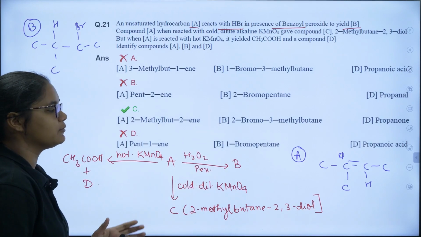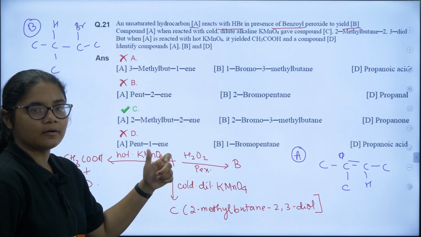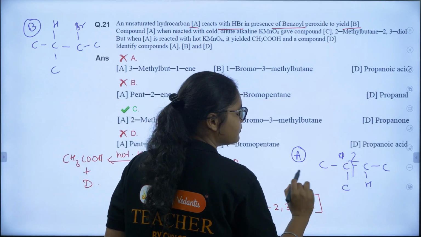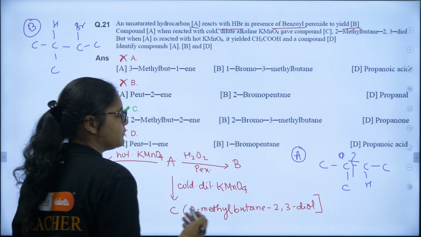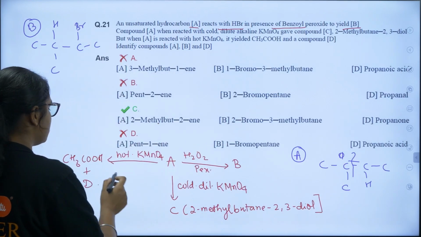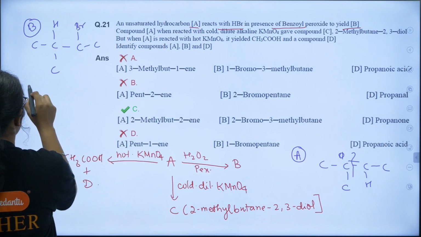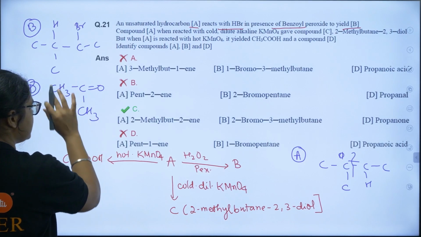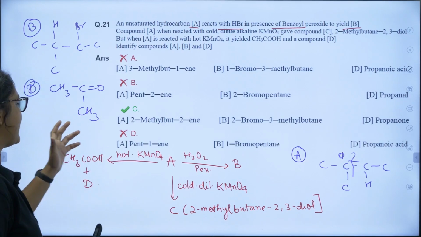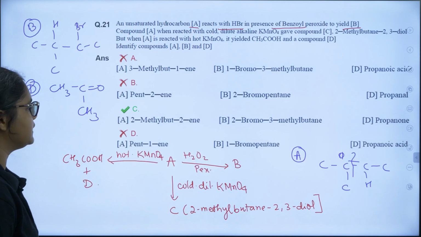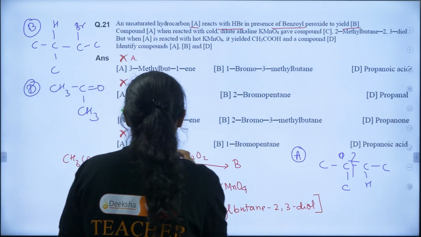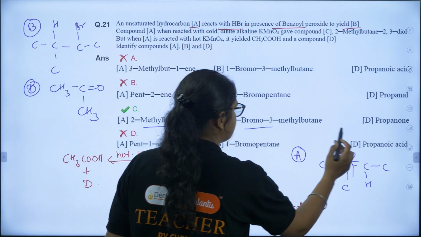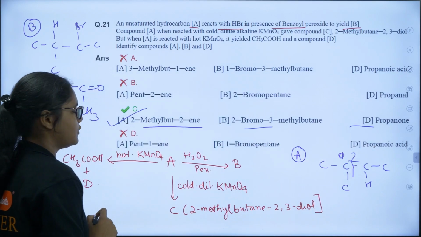Now when you give hot KMnO4, what happens? The molecule breaks. There will be cleavage of the double bond, and here we will get a ketone group, and then it will be oxidized. One we have already got is ethanoic acid, the other one will be propanone, because it is a ketone group and cannot be further oxidized to an acid group. So what is my A? A is 2-methylbut-2-ene. Then B is 2-bromo-3-methylbutane, and D is propanone. So the correct answer for this question is option number A.